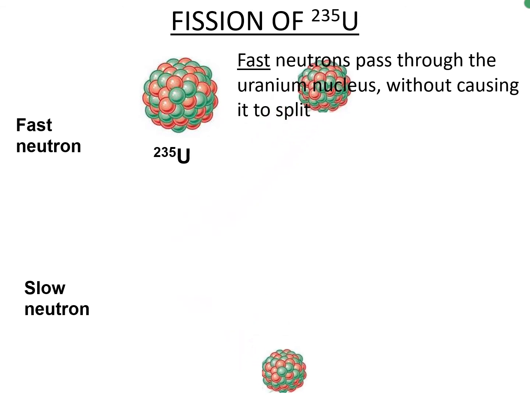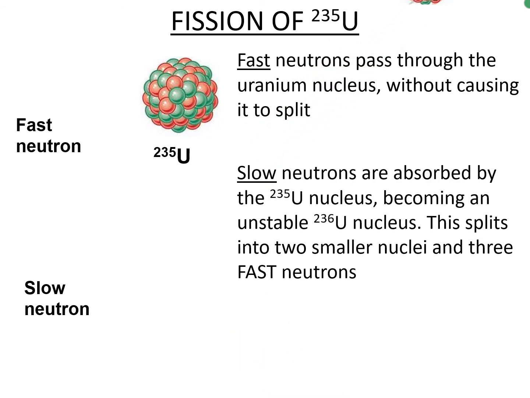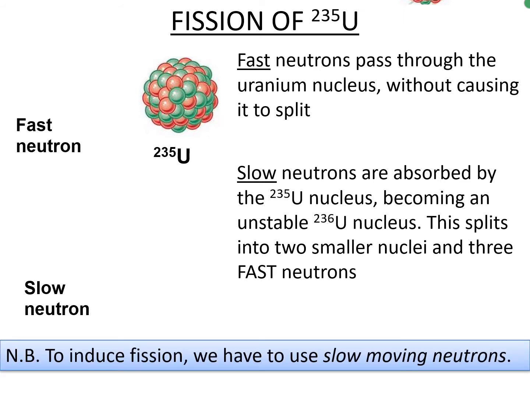The reason for that is because the slow neutron is going to be absorbed by the uranium nucleus, which makes it unstable and increases the chances of it actually splitting into smaller nuclei. And in the process, 3 fast neutrons are released. So the key point here I want you to take a note of is that to induce fission, we have to use slow moving neutrons.